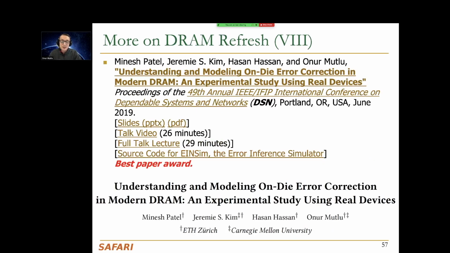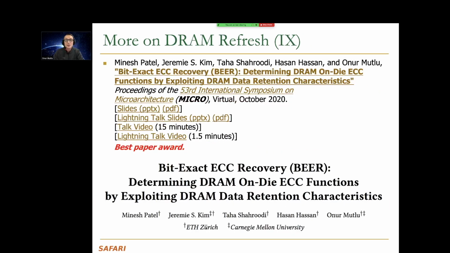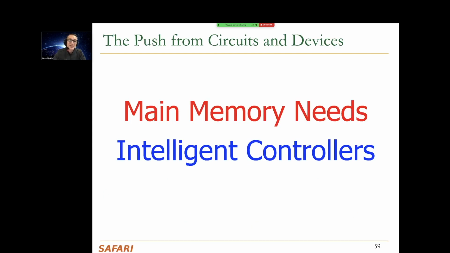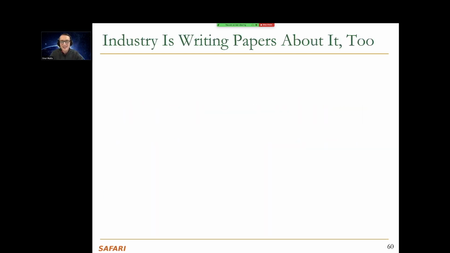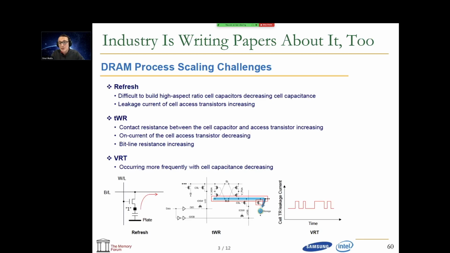But these papers actually all point to the fact that you need to have intelligent controllers if you want to get rid of refresh as much as possible, and if you want to minimize the retention-related issues in your system. So this is another example of why we need, in my opinion, intelligent memory controllers. And industry is also writing papers about it too.